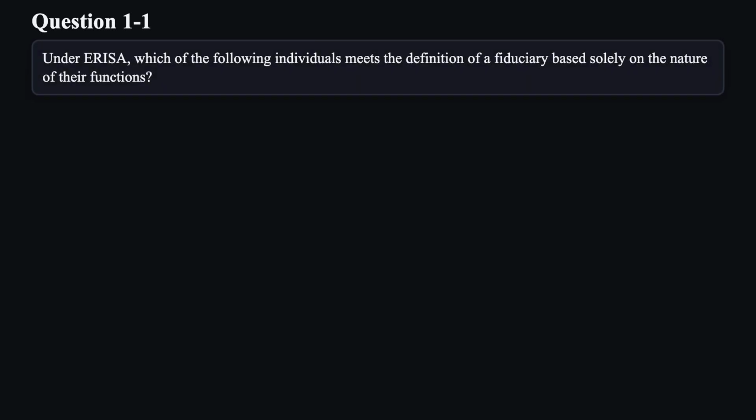Let's walk through the format. I'll read each question and its choices. Let's get started. Question 1.